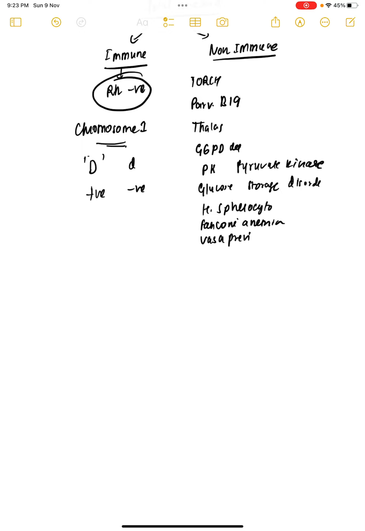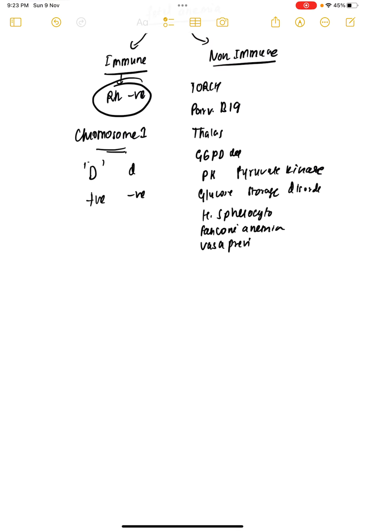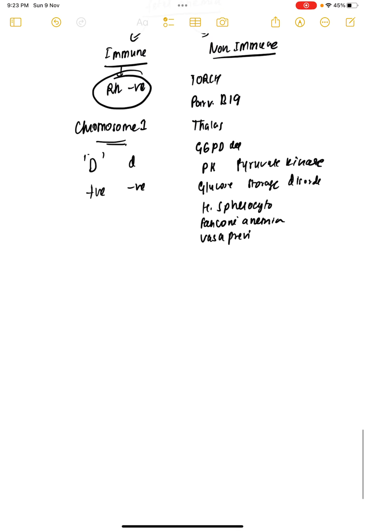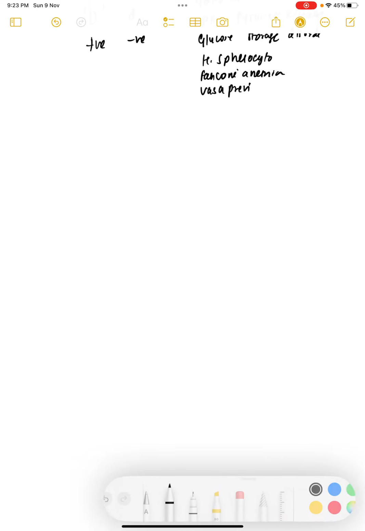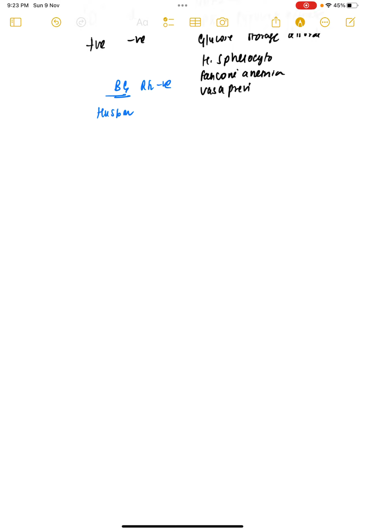So what to do when a mother comes with Rh negative pregnancy, right? First, do the blood group. This is where I am going to write the flow chart. Kindly take a note on this. So confirm the blood group, that it is indeed Rh negative. When it is Rh negative, confirm the husband's blood group. If the husband is positive, then only we are going to follow up the mother.